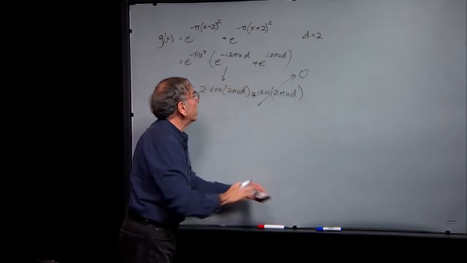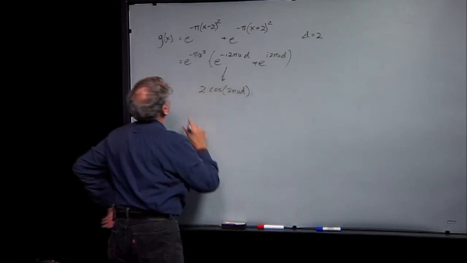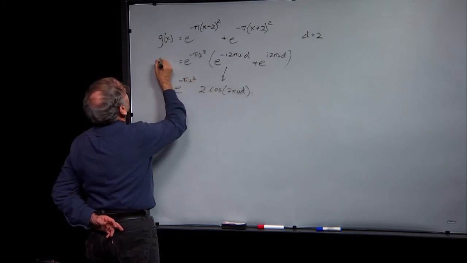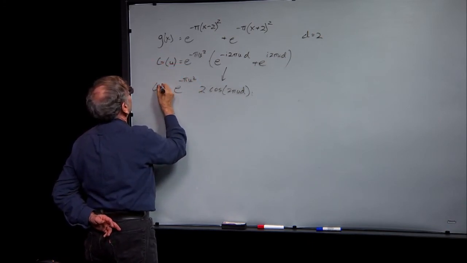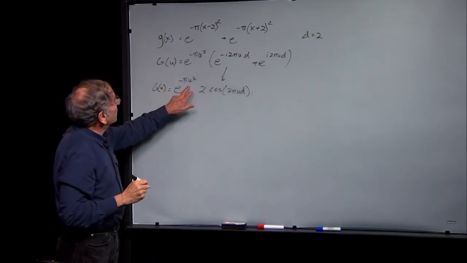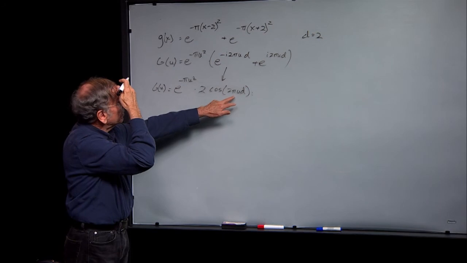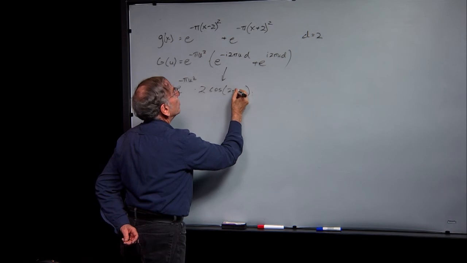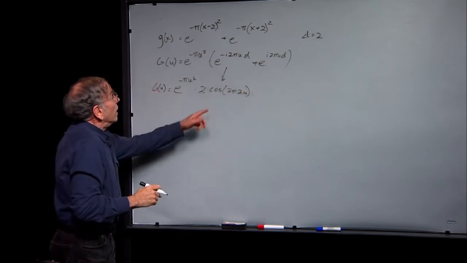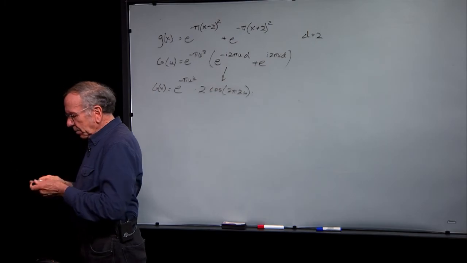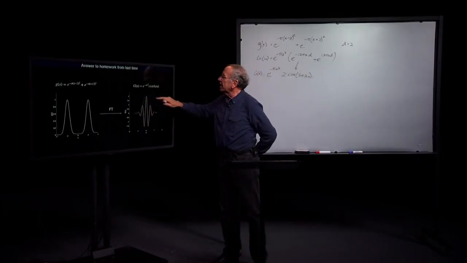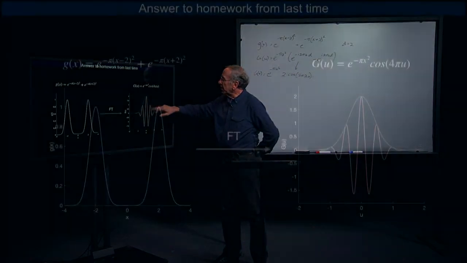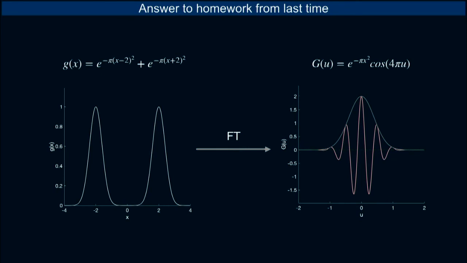So the final answer is G of u is e to the minus pi u squared times 2 times cosine of 2 pi u d, and d being 2, so this is just 2 pi times 2u. So that's the function that we got, and you can see what it looks like. It has an envelope that looks like our favorite Gaussian function, and then it's multiplied by a cosine, so it has these oscillations in it.